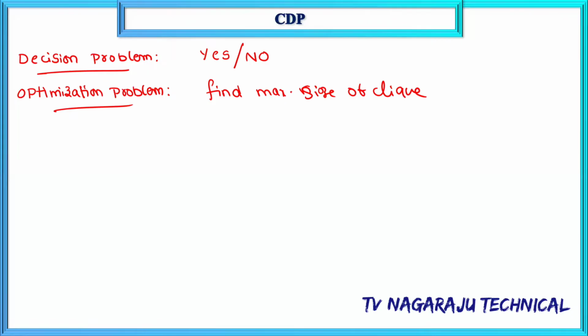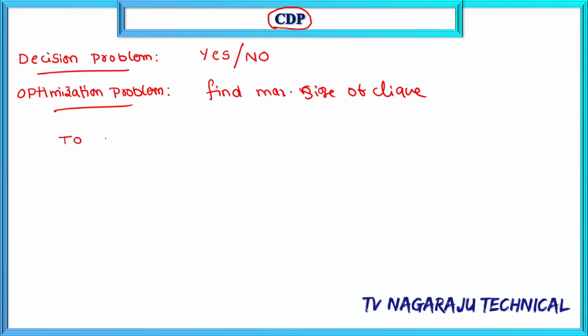Till now, what we understand? What is a clique decision problem? For a given graph, we need to identify a complete subgraph, and at the same time, among the complete subgraphs, find out the maximum sized clique. Now, what is the question actually? All these come under decidability, undecidability problems.